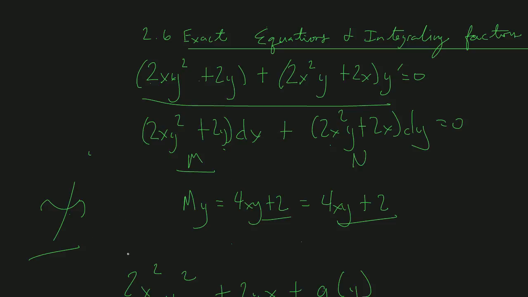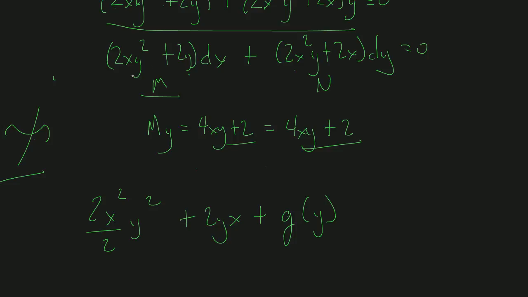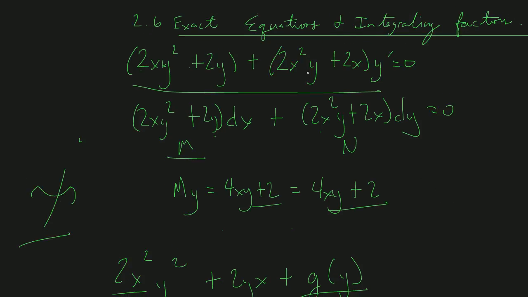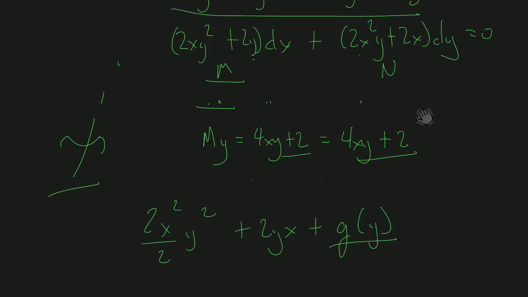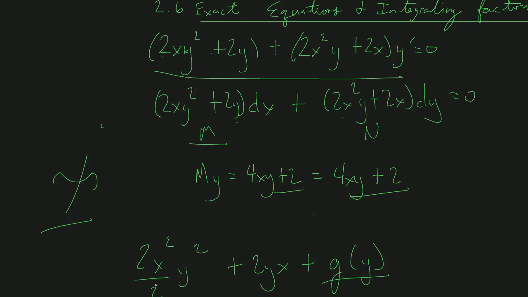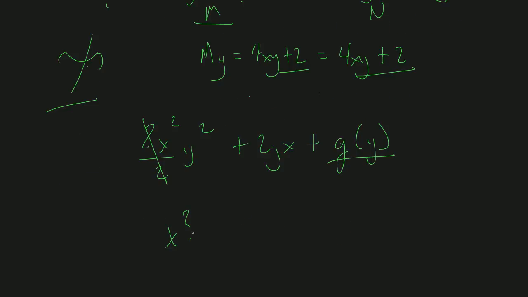And so what we're doing is essentially going backwards with respect to x. If we were to take the derivative of this, anything with the y value would disappear when taking it with respect to x. So now we've got x squared y squared plus 2yx plus some sort of, oh, that's a g, g of y.